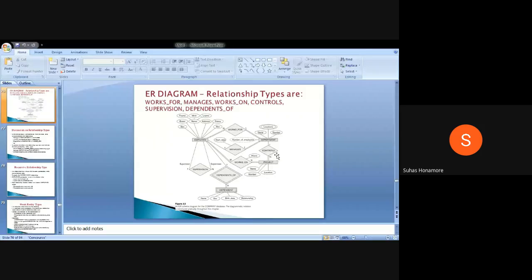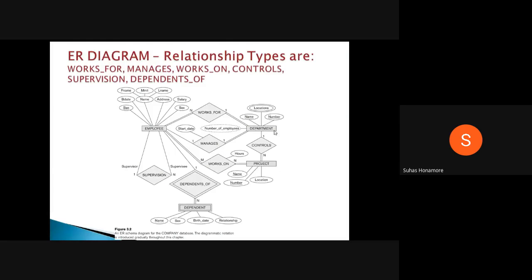I'll repeat this part. Here we're saying one line is nothing but partial participation. Two lines is nothing but total participation. So the department will remain as a department, and it may have a project or not. That is nothing but whether this department controls any projects or not. Irrespective of that, the department will exist. So that's why this is a partial participation.